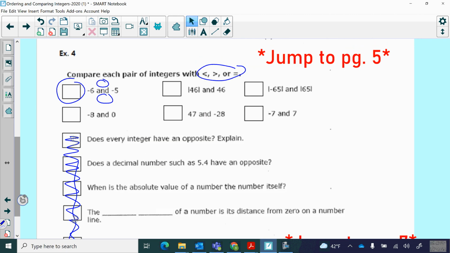Our next set, all we're doing is comparing them in the order that they've listed them. So is -6 further left or further right than -5? Further left makes it less than. For the absolute value ones, it may help you to rewrite the absolute value as the number that it actually is. So this is actually saying 46 and 46. It's the same number. Absolute value of -65 is 65. Absolute value of 65 is 65. Same number.